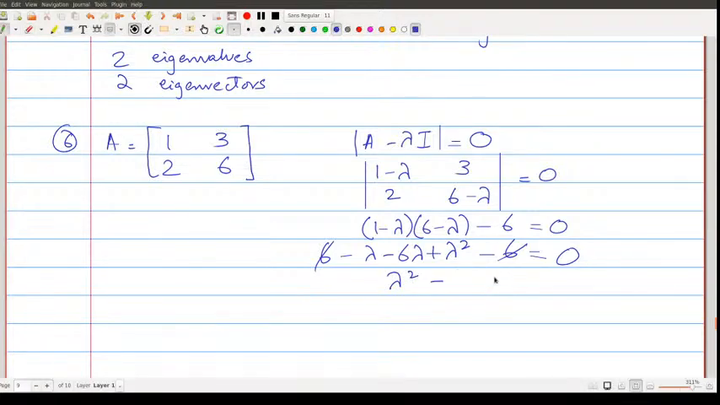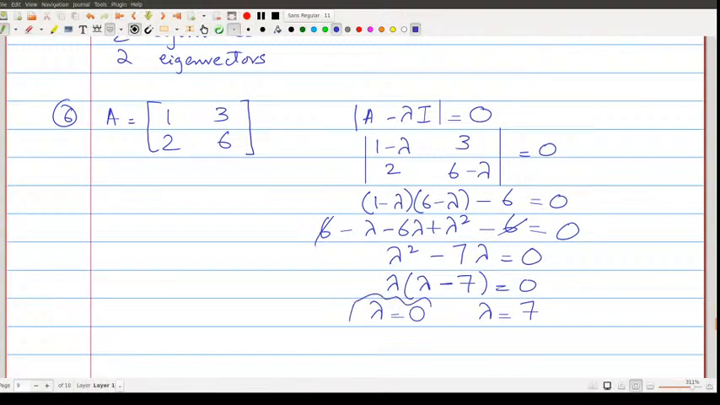Have I done that correctly? I believe so. So lambda squared minus 7 lambda equals 0. Okay, so let's take lambda common here: lambda times (lambda minus 7) equals 0. So I get two values, lambda equals 0 and lambda equals 7.